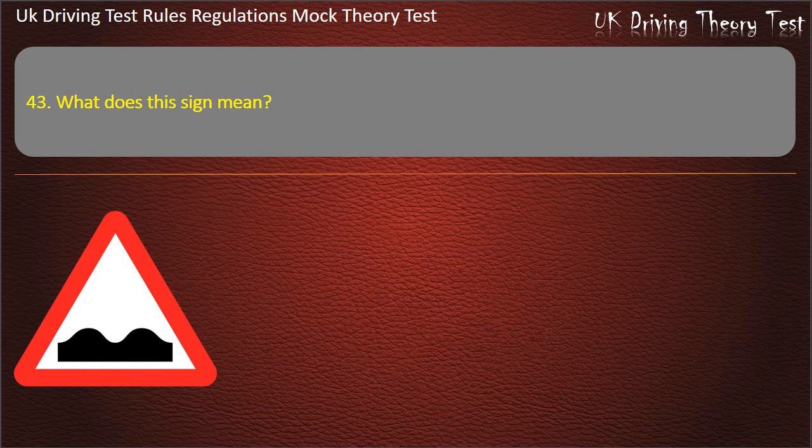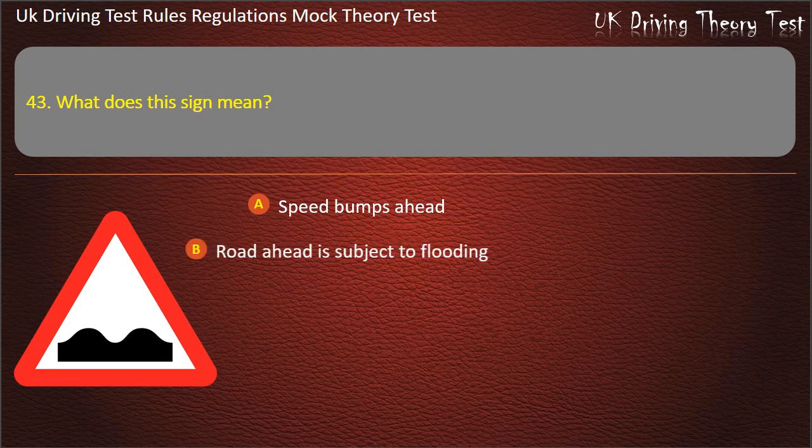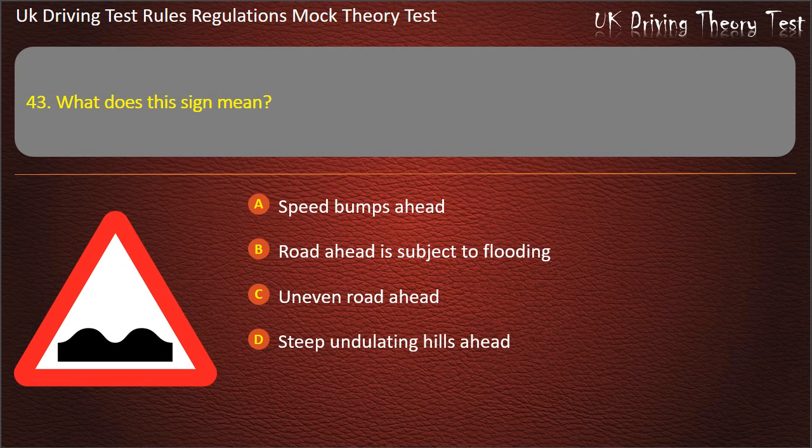Question 43. What does this sign mean? Speed bumps ahead. Road ahead is subject to flooding. Uneven road ahead. Steep undulating hills ahead. Answer. Uneven road ahead.